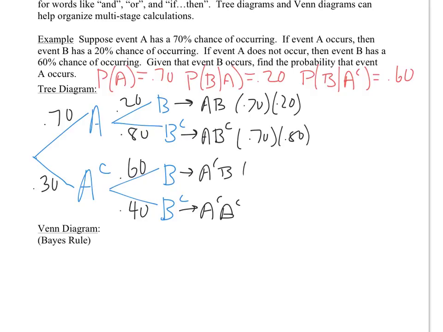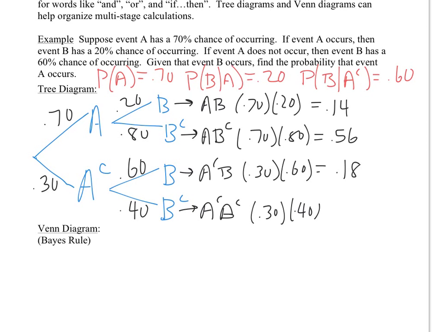And you're going to see when you get these products and add them all up, if this is a valid probability model and you haven't made any mistakes, this is all the possibilities in a sample space of two events. So you can put 0.14 here, 0.56, 0.18, and 0.12. And if you add this up, it should be exactly 1, aside from any rounding error.